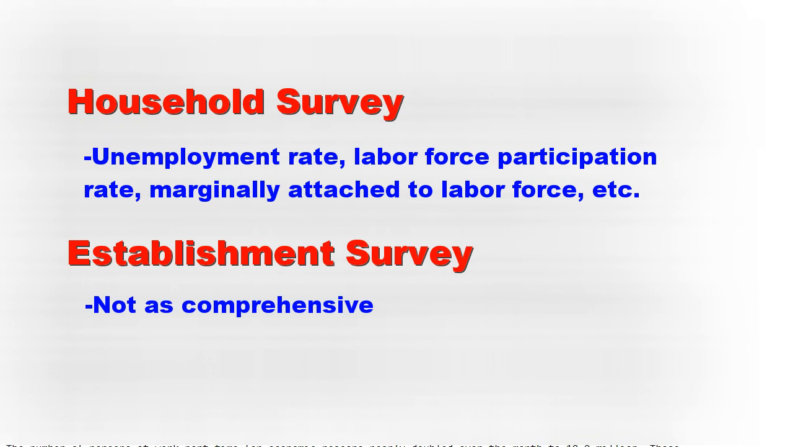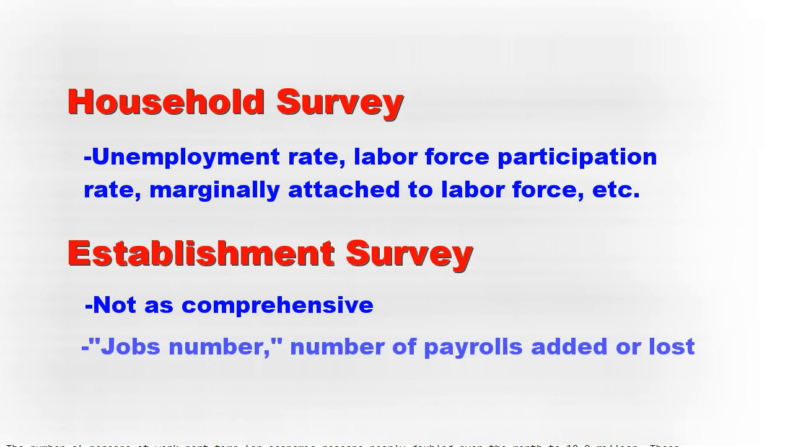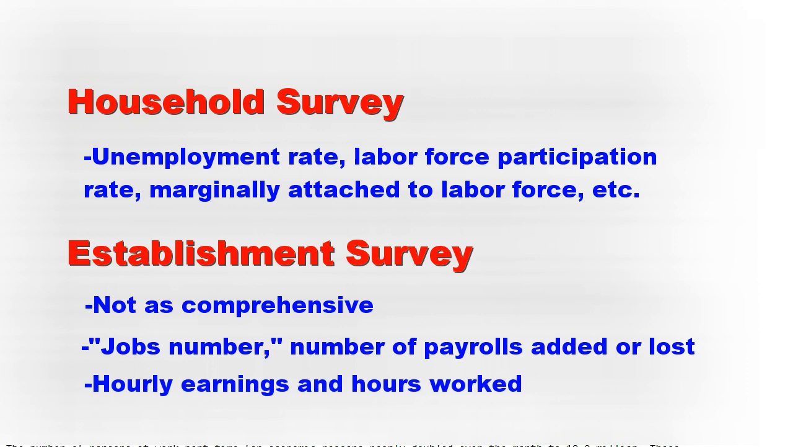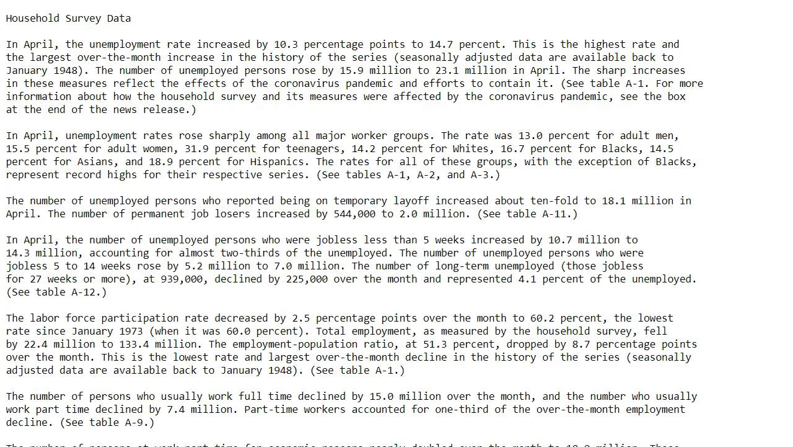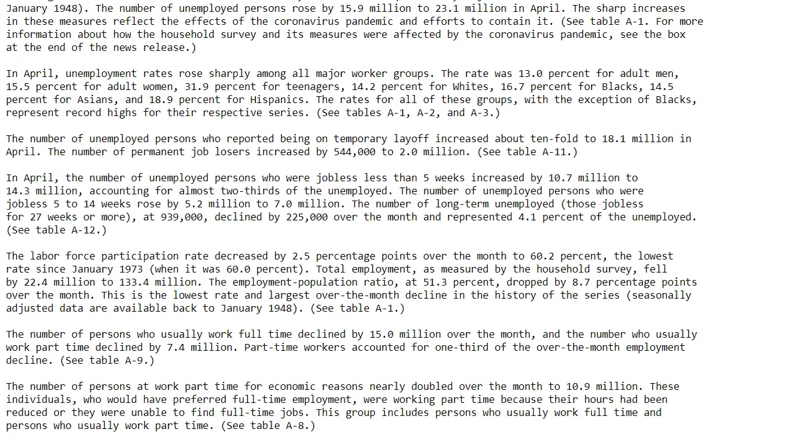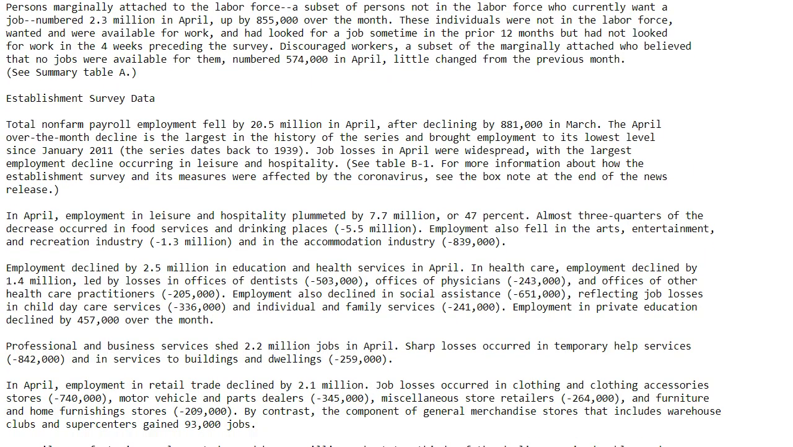the establishment survey does give us the so-called jobs number, the number of payrolls added or lost during the prior month. It also gives us a good look at the job numbers for each industry, as well as hourly earnings and hours worked. So if you look at the synopsis, it begins with the household survey data, and it breaks that down, and then below that, we have the establishment survey data, and it breaks that down.